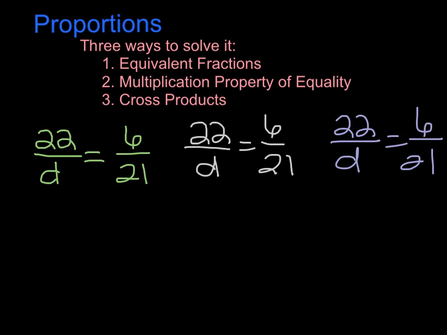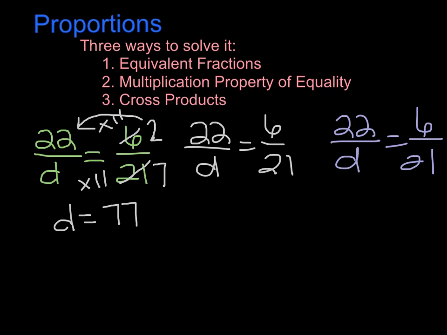One thing that I would tell you to look for is to see if you can simplify a fraction at all. Perhaps on this one you could divide them both by 3, and so you get 2 over 7. Now all of a sudden you have this compatible relationship where, from 2 to 22, you multiply by 11. So if you multiply this by 11, you get D is equal to 77. So that's thinking of it as an equivalent fraction.